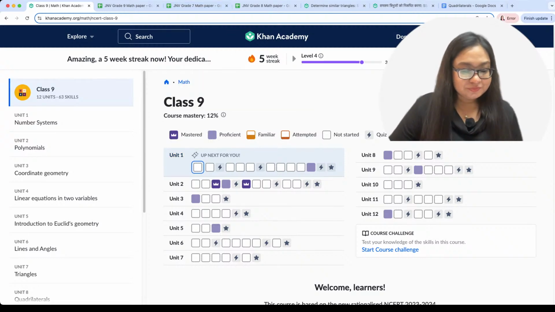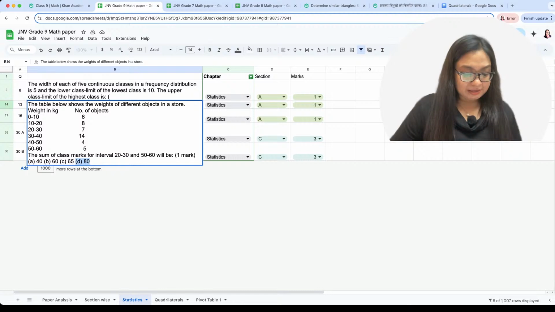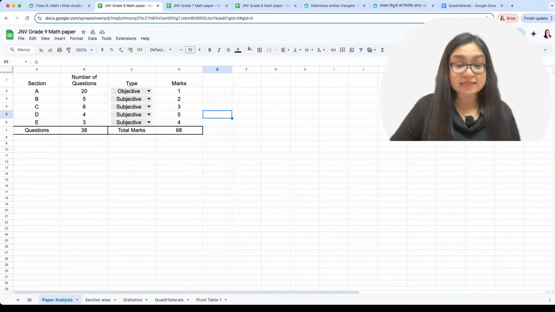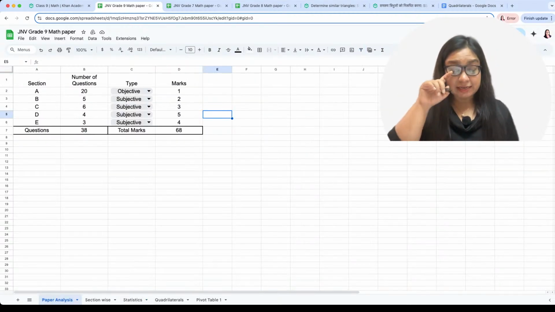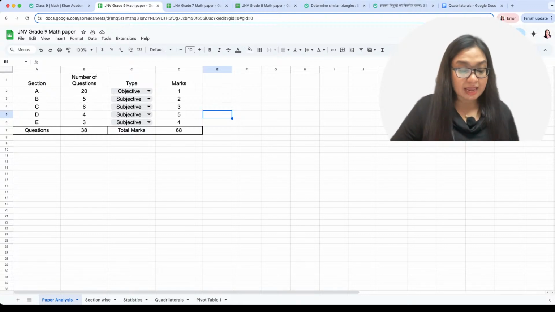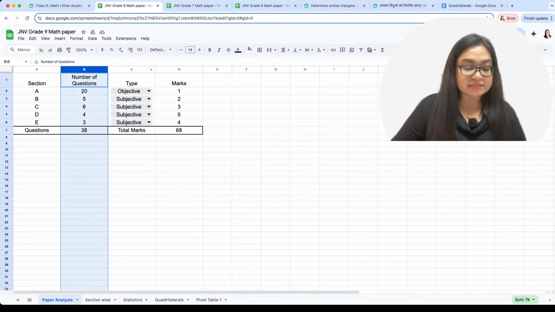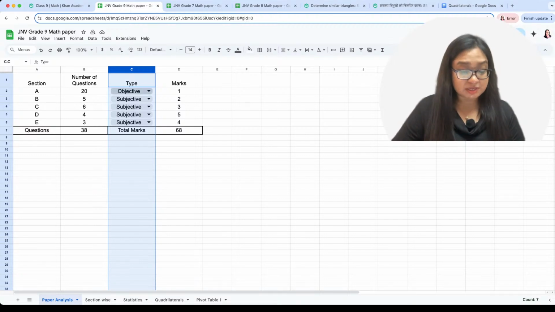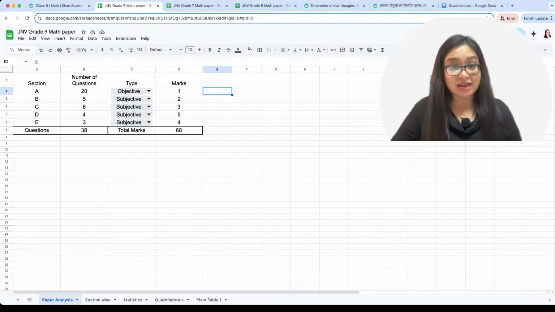So in last year's paper, as you can see, this is the final paper analysis. This is the JNV paper, and sections A, B, C, D, E are there, 5 sections. Again, column D represents the number of marks in each section, and column B represents the number of questions in each section. Column C represents the type of questions. Objective questions, subjective questions, and so on.